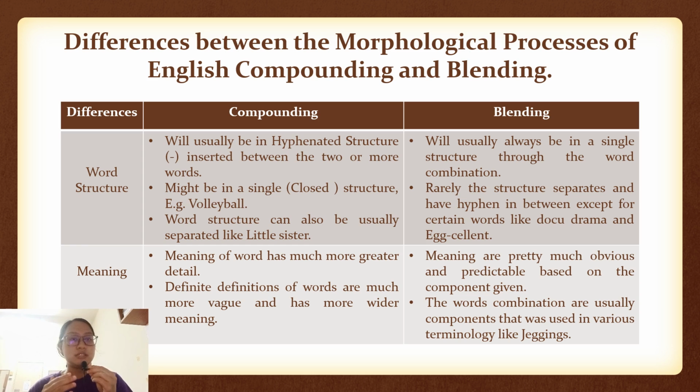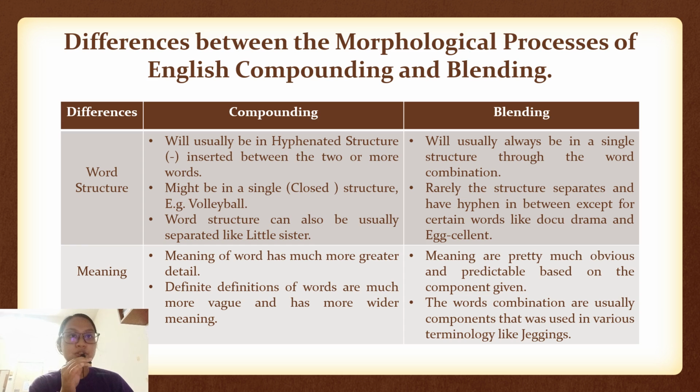The final difference is the word meaning, or lexical meaning. In the compounding process, the meaning of the word will usually have greater detail, although the definition of the word is much more vague and has a wider meaning. For instance, with little sister, does it mean a biological sister, a little sister in a relational context, or a little sister as in someone younger? So the meaning can be very vague and very wide, and it is up to the context of the sentence.